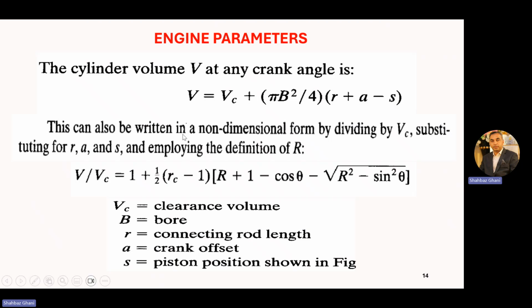Now, this can also be written in non-dimensional form, divided by the clearance volume, substituting for R, A, and S and employing the definition of RC.